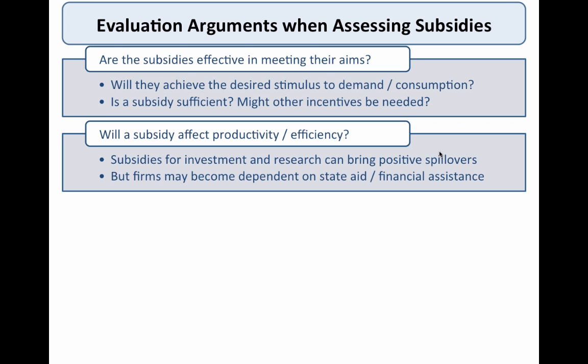Second important question is whether if you subsidise a business, you might actually have an unintended consequence. On the negative side, businesses that are in receipt of a subsidy, well, they may become overly dependent on state aid, and they might become inefficient as a result. Equally, a well-targeted subsidy, for example, subsidising research and development, could actually bring significant positive externalities, positive spillover effects, and increase productivity in the long run.